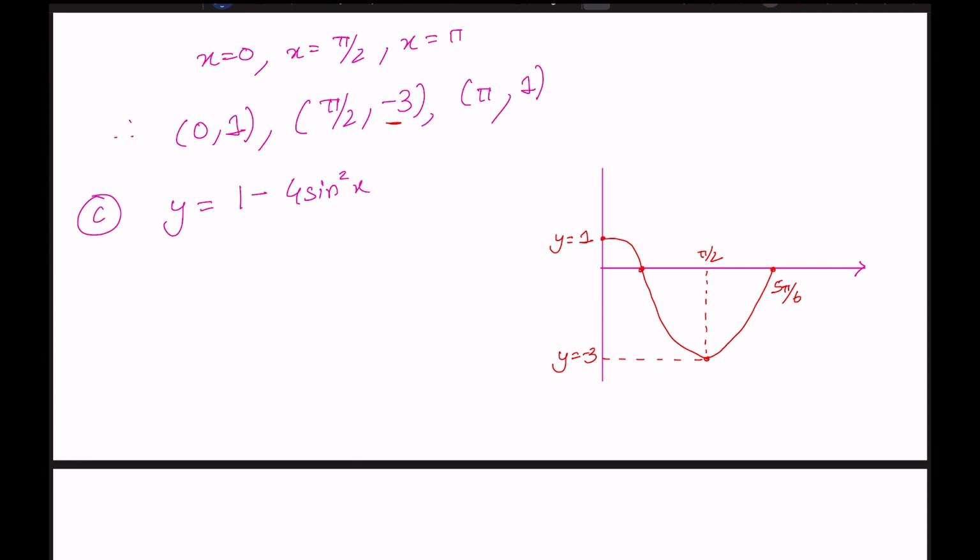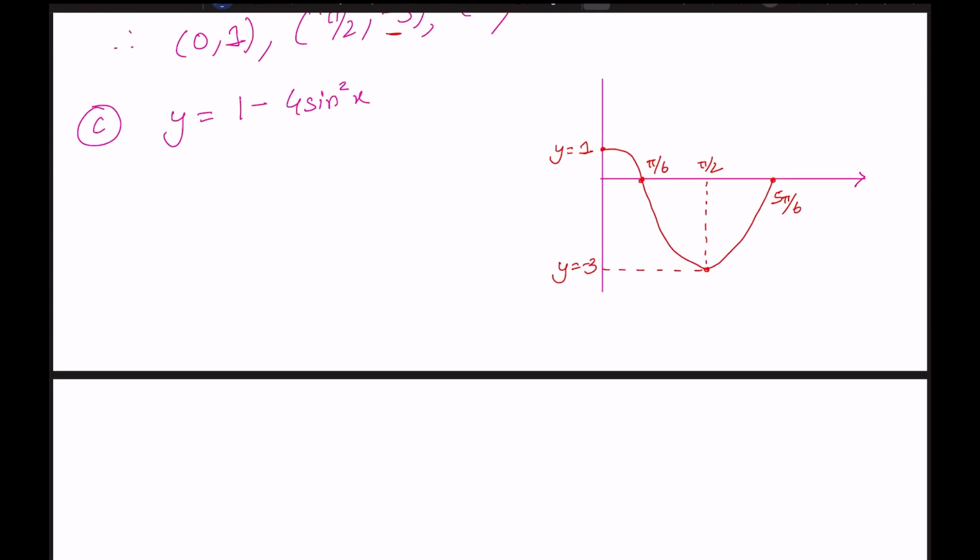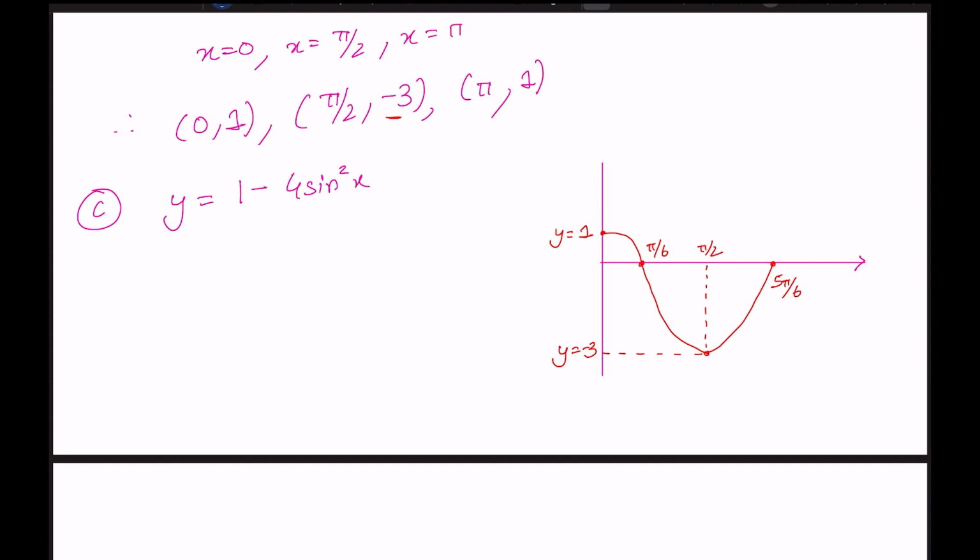Yeah, this value will be pi by 6, not half, because the first root occurs at pi by 6. So this point will be 5 pi by 6, and at the end, at x equals pi, the value of y will be 1. So it will end like this, at x equals pi.